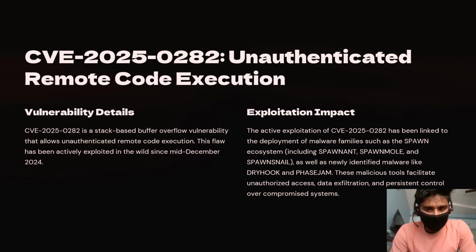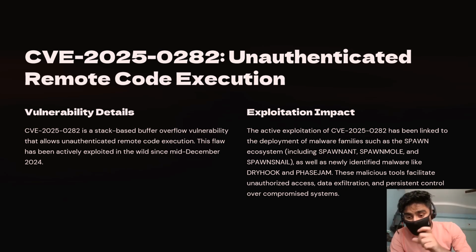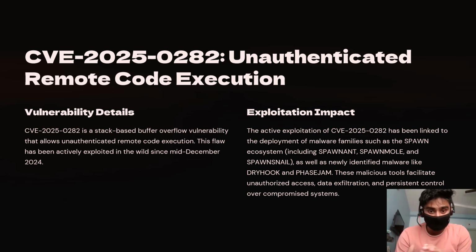Coming to the exploitation impact, the active exploitation of CVE-2025-0282 has been linked to the deployment of the SPAWN malware ecosystem, which includes SPAWNANT, along with SPAWNMOLE and SPAWNSNAIL. These are the families of malware which usually infect and are actively exploiting the environment.